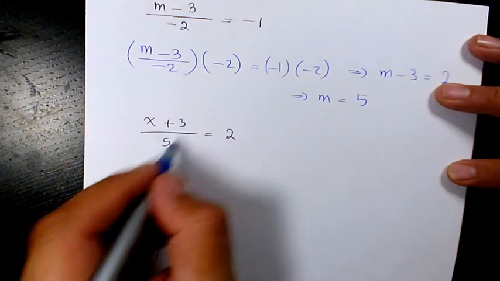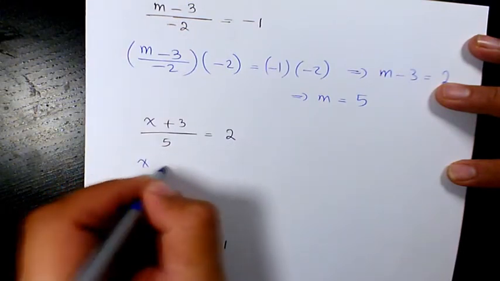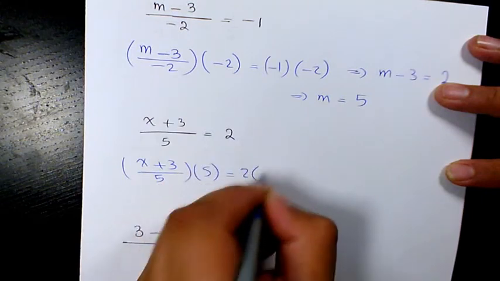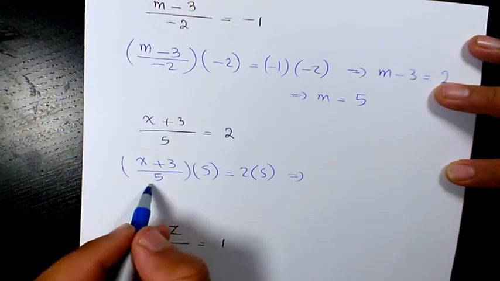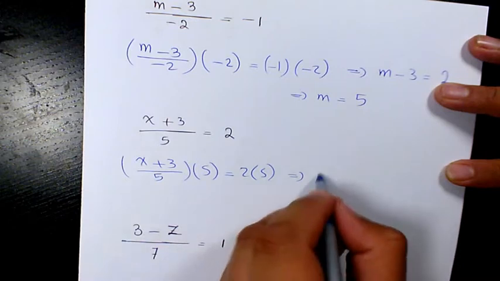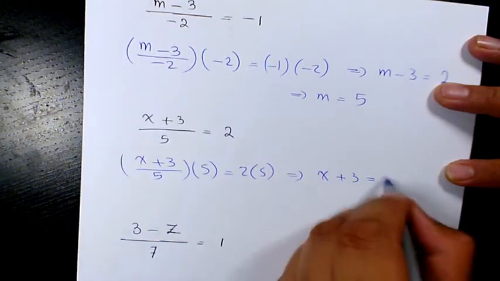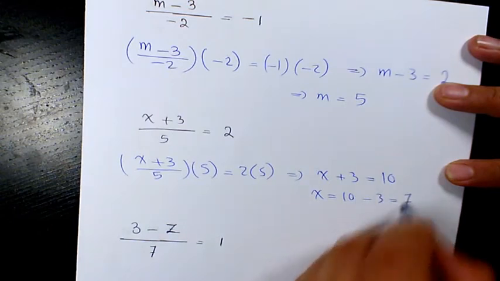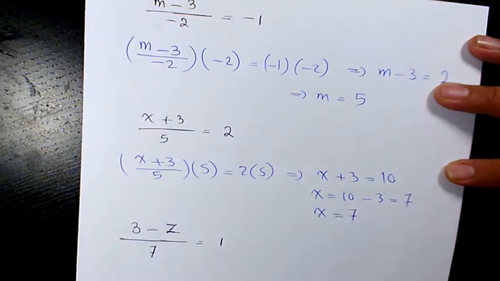Next one, x plus 3 divided by 5 is going to be 2. So we have x plus 3 divided by 5 multiplied by 5 equals to 2 times 5. So 5 divided by 5 is going to be 1. So we have x plus 3 equals to 10. So x will be 10 minus 3, which is going to be 7. So x equals to 7.